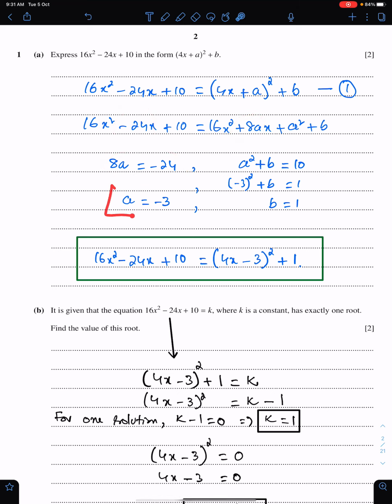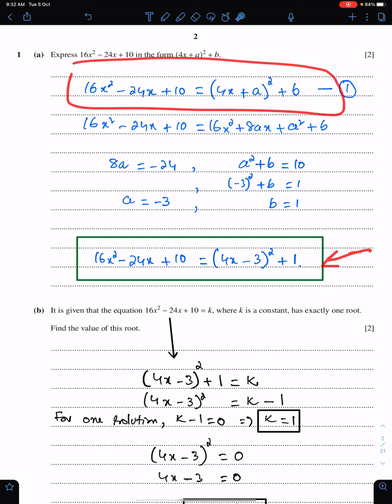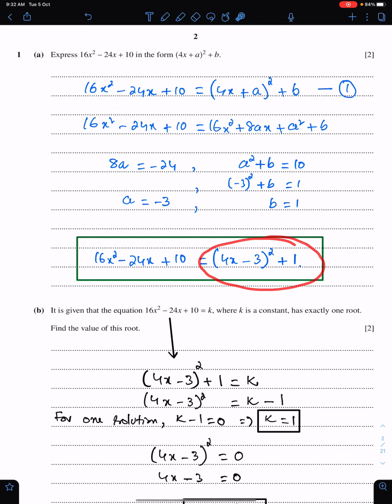After getting the values of a and b, make sure you substitute these values into equation 1 and give your answer in this form. This is the expressed form. So always give your answer in this form.